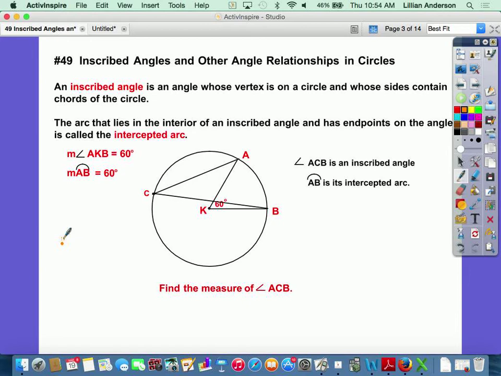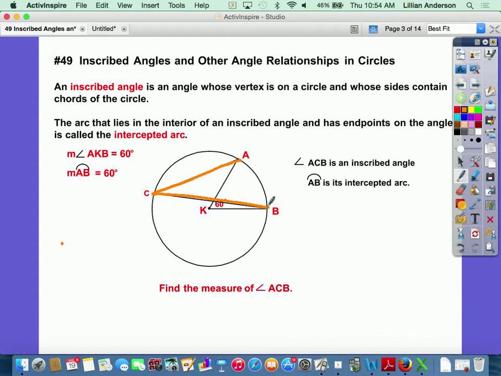Okay? Now, a central angle, where was its vertex located? At the center. And the sides of the angle were radii. For an inscribed angle, the vertex is actually on the circle and the sides are chords. So does everybody see that? Here, you see the difference between an inscribed angle and a central angle?